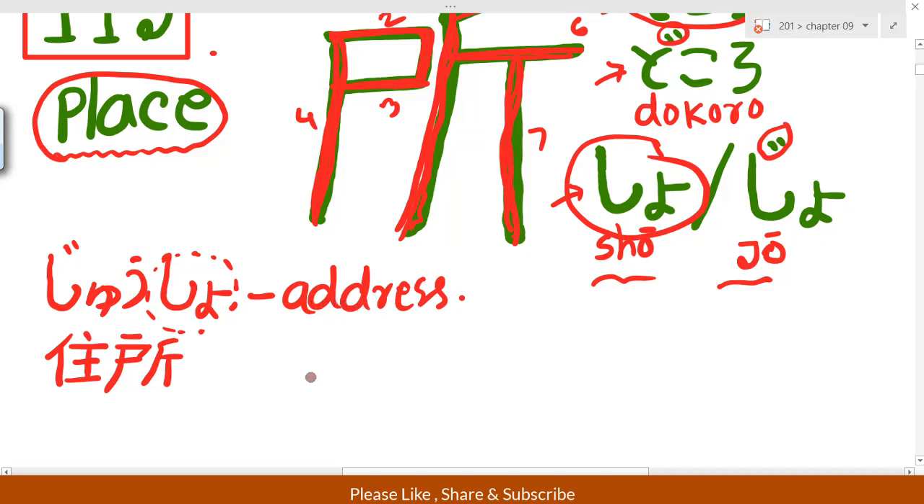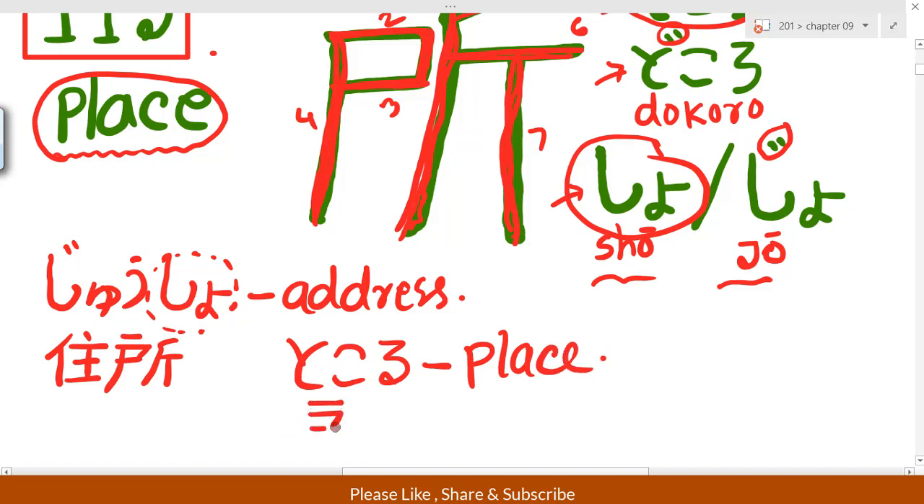Only tokoro, that's place. Tokoro is the meaning of this place. So tokoro, only with this kanji we can use tokoro. So place, place. Another sound is basho, another word.